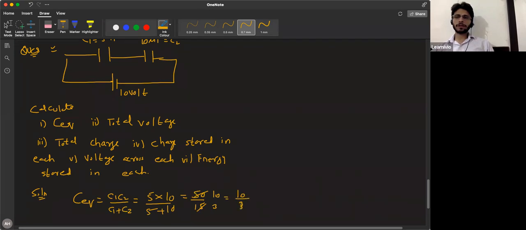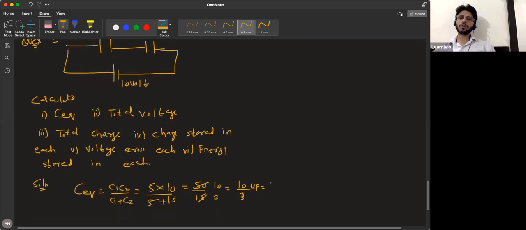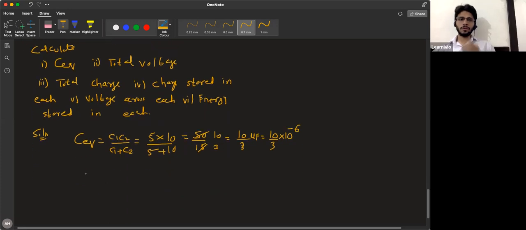If you calculated 1 by C equivalent, then take the inverse of it. The unit is microfarad. Now, how to convert this microfarad into farad? Multiply by 10 raised to the power minus 6. So you can say C equivalent will be 10 raised to the power minus 5 by 3 farad.